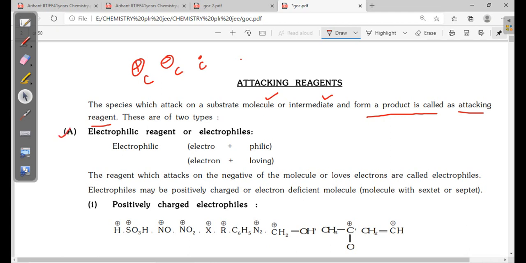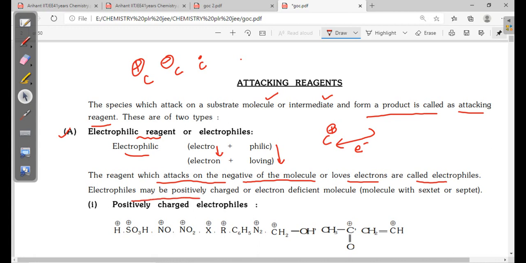One is electrophile or electrophilic reagent. What is the meaning of electrophilic? Electro means electron. Philic means loving. Electron loving. Why electron loving? Because these are electron deficient. Suppose here C plus is there, so it is electron deficient. Obviously, these are ready to take electrons. Okay, these are electron loving. The reagent which attacks on the negative part of the molecule or loves electrons is called an electrophile.